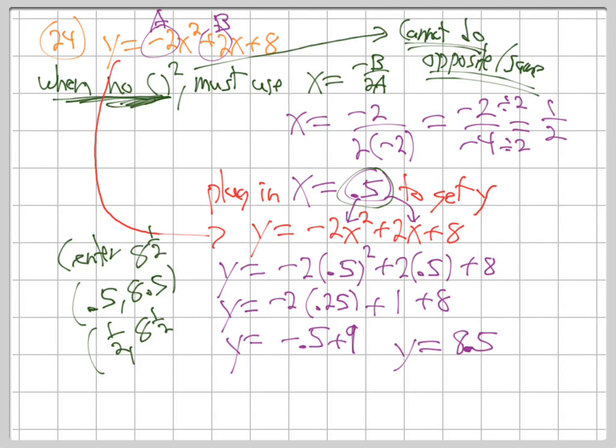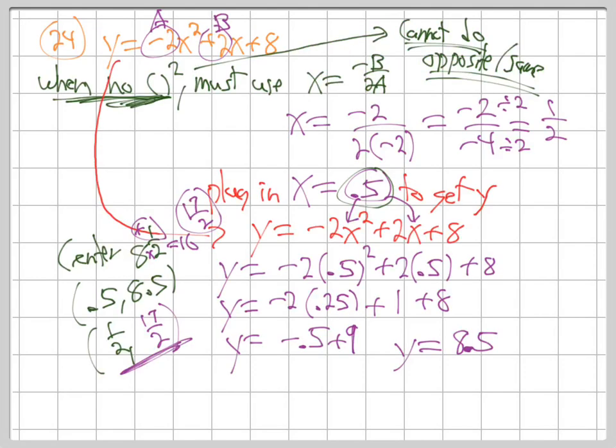8.5. Now, how do you change 8.5, a mixed number, to a fraction? Remember, you multiply the bottom and add the top. 8 times 2 is 16. Add the 1, so it's 17 halves. So there's the center: 1/2, comma, 17 halves. So on number 24, the center is 1/2, comma, 17 halves, or 0.5, 8.5. Same thing, right? That's the center.